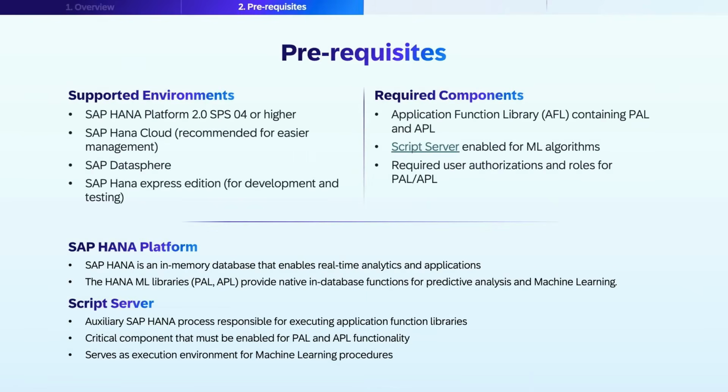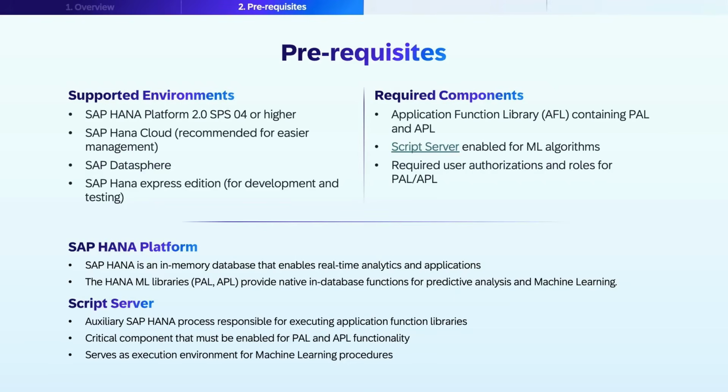Before implementing time series forecasting solutions, let's cover the necessary prerequisites. You'll need SAP HANA Platform 2.0, SPS 04 or higher, or preferably SAP HANA Cloud for easier management. SAP DataSphere or Express Edition can also be used for specific scenarios. You also need the Application Function Library containing predictive analysis library and automated predictive library components, and the SQL script server enabled for executing ML algorithms.